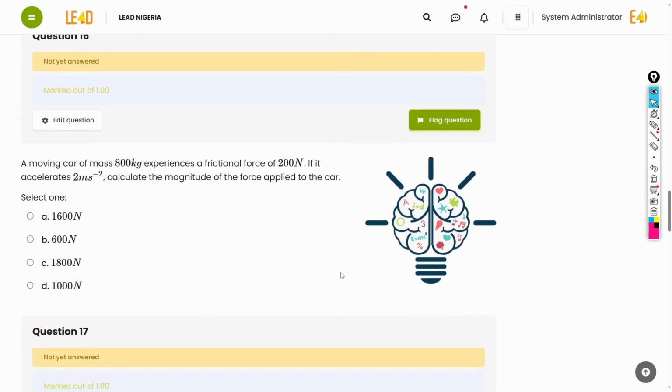16 says a moving car of mass 800 kg experiences a frictional force of 200 newtons. If it accelerates with 2 meters per second squared, calculate the magnitude of the force applied to the car. All right, so Newton's second law states that net force is equal to mass times acceleration. And in this case, my net force would be the force on the car. So you have a car.